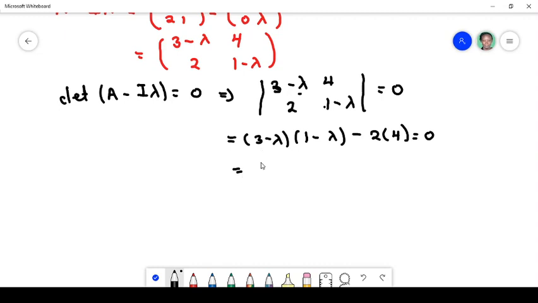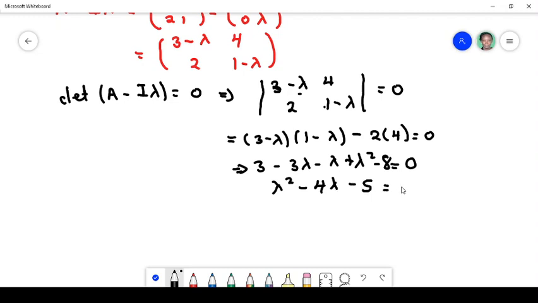If you multiply, you realize this times this is 3 minus 3 lambda minus lambda plus lambda squared, which is equal to 0. So what do I have here? We have lambda squared. This and that is going to give us minus 4 lambda. Then minus 8 here. So 3 minus 8 is minus 5, equal to 0. So we find the roots of this quadratic equation.